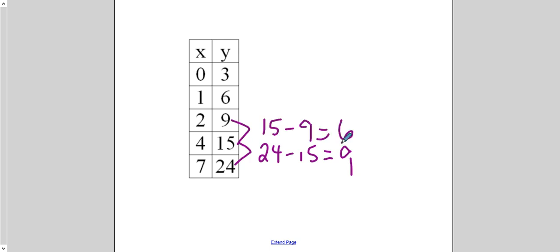So if I went ahead and tried to do my difference table, I go 24 minus 15, which is 9, and then 15 minus 9, which is 6. And I would stop there and say, oh no, this is not linear because I've already gotten two different answers.